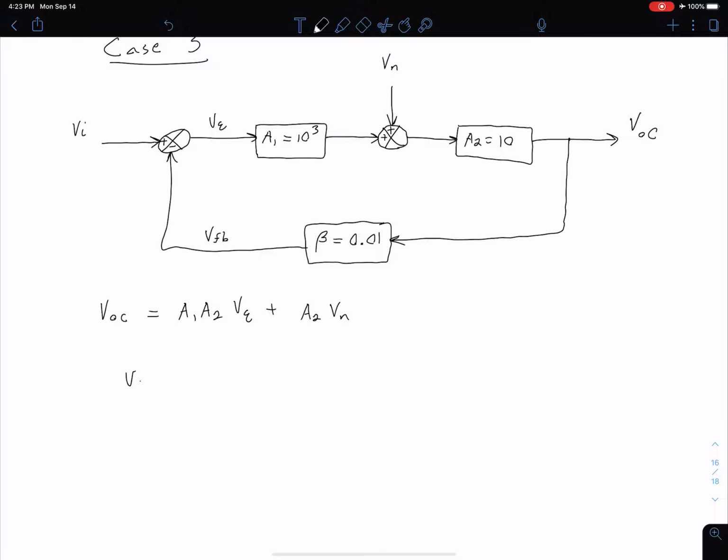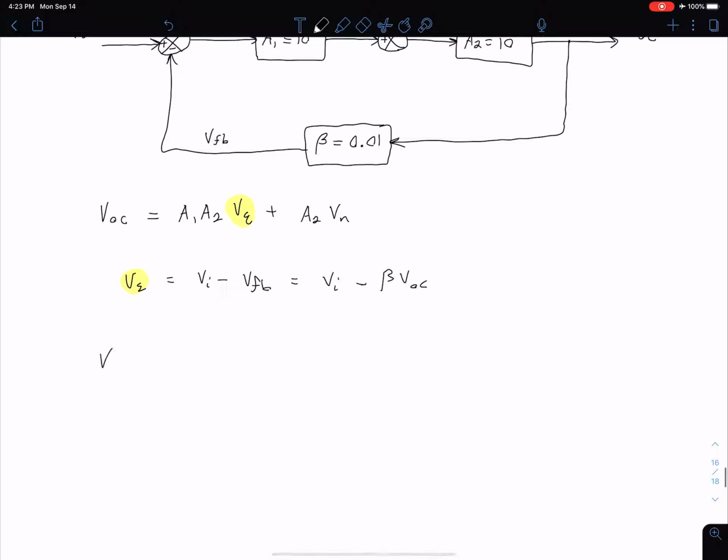So we can say our V epsilon is equal to our V input minus our feedback voltage, VFB. Well, our VFB is just equal to beta times our VOC. So now we can take this V epsilon and substitute it into our previous equation. And what we're going to get is that our V output C is equal to A1, A2 times VI minus beta VOC plus A2 times Vn.